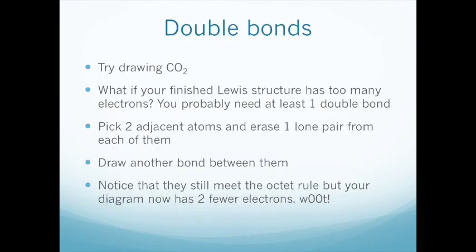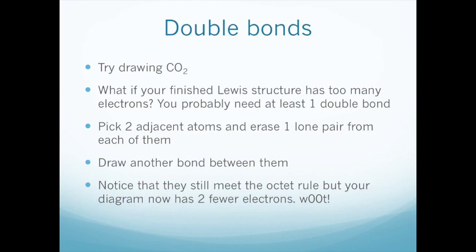Now, we're going to talk about double bonds. Sometimes you have more valence electrons than single bonds can account for. For instance, in the case of carbon dioxide, or CO2, if you draw CO2 with just single bonds, you will end up with too many electrons in your Lewis structure. In this case, you may have to add double bonds to reduce the number of lone pairs. And we will go over how to do this.